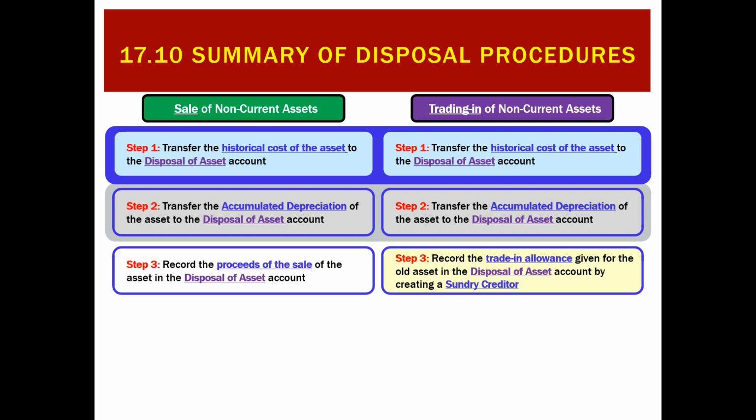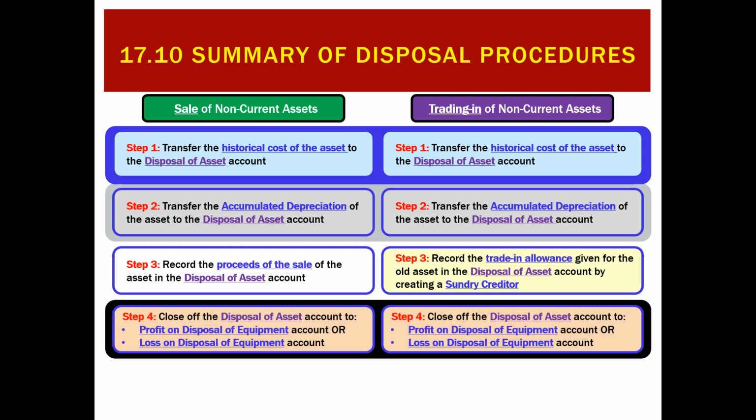Step three is where we had a difference. So for the sale of a non-current asset, we recorded the proceeds of the sale. All that meant was we recorded the cash that we got. Whereas in a trade-in, for step three, we're not getting cash. What we're getting is called a trade-in allowance. And we're getting that because we're actually going to buy a new asset once we've disposed of the old one.